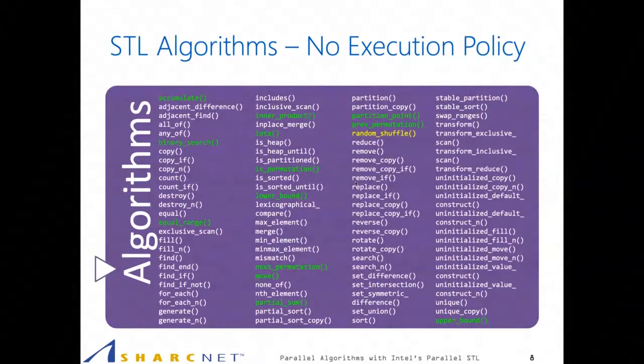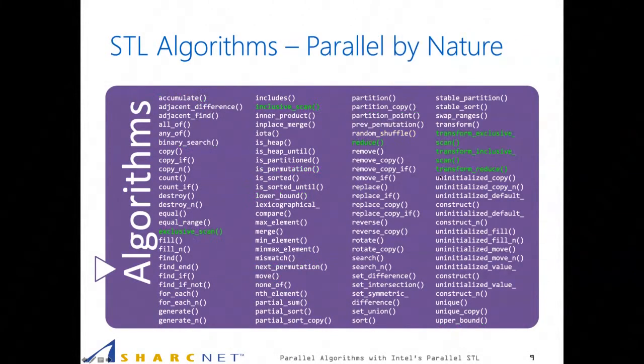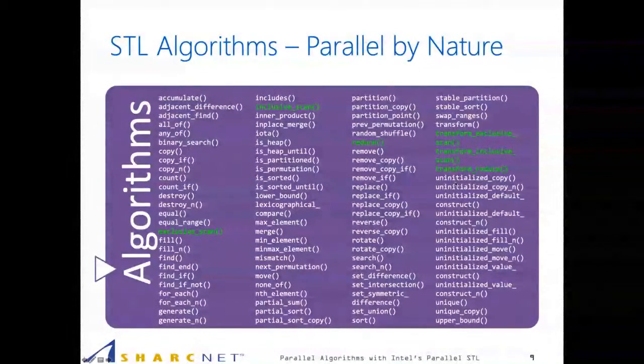For some of them, there is no execution policy. For example, accumulate has no parallel version, or a version that accepts an execution policy as the first argument. Why? Because there is another one, which I showed highlighted in the next slide, and it's actually reduce. So if you want to use the parallel version, you should use reduce rather than accumulate.